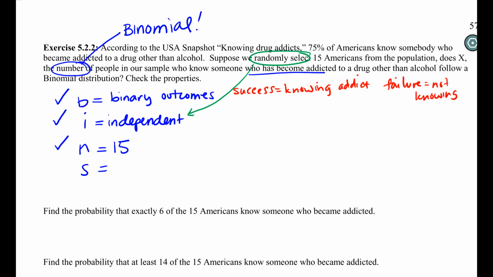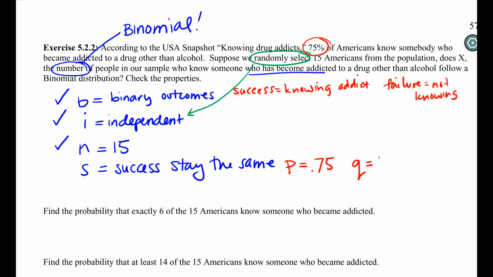All right, and the last one, the S in this little device, is that success stays the same. Remember that the probability of success, our P, has to be the same for each person in our trial. So in this case, our P is equal to 0.75, since 75% of Americans know someone who has become addicted to a drug. That probability of success should be 0.75 every single time. No reason it would change when we're randomly selecting people. And then Q, our probability of failure, is just 1 minus that. If 75% of people know someone who's been addicted to a drug other than alcohol, 25% of people don't.